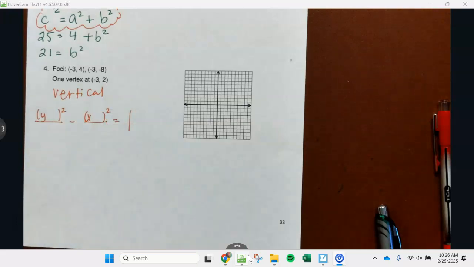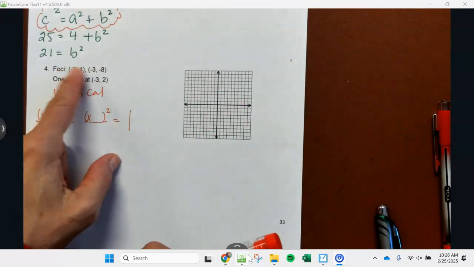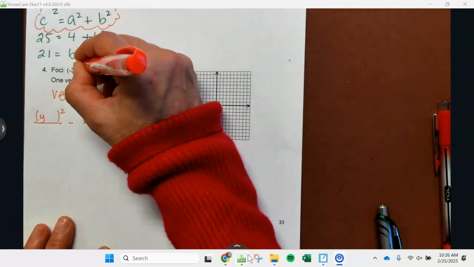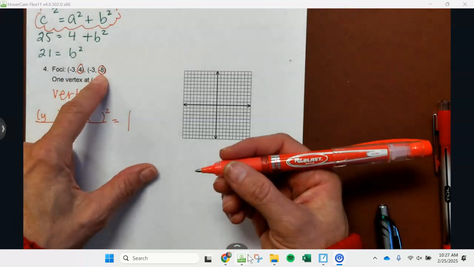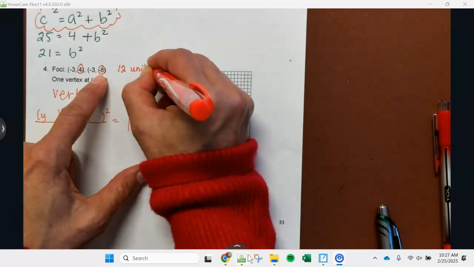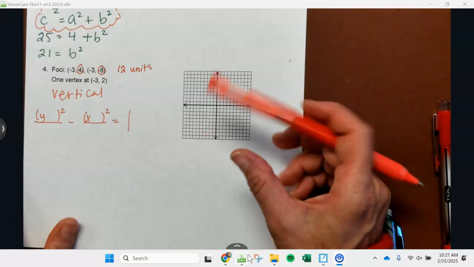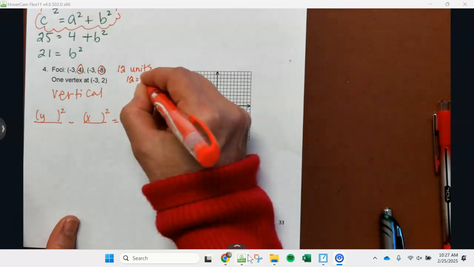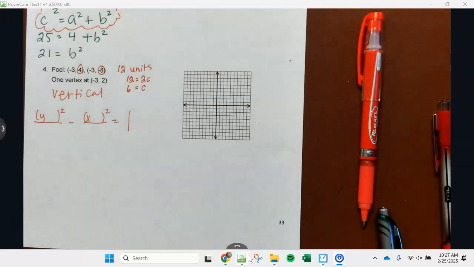All right, so if you guys remember, foci are c distances from the center. But I have foci, just these ordered pairs. And if you notice, a +4 all the way down to a -8, that is a movement of 12 units. It was way up here, then it went way down here. So that's 2c. Which means c is 6.